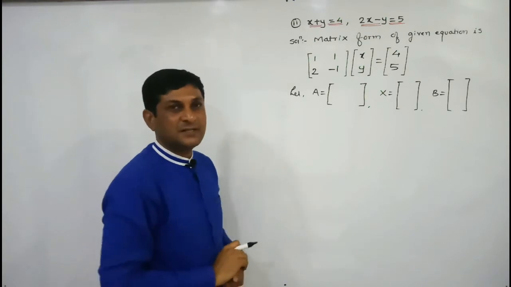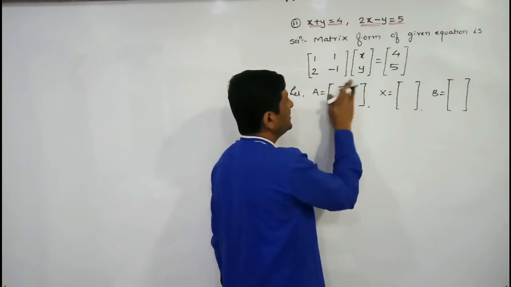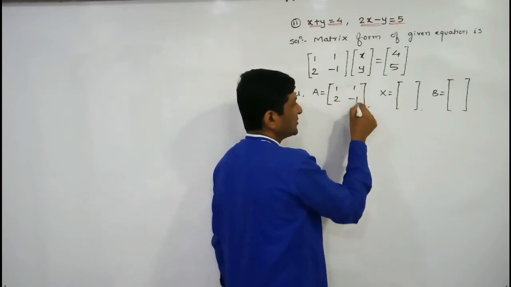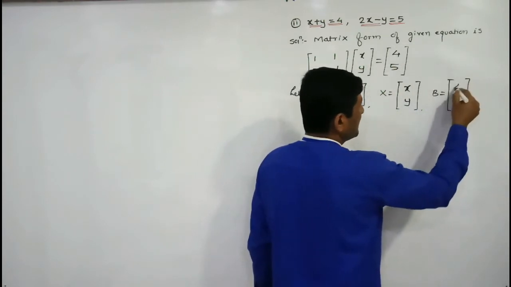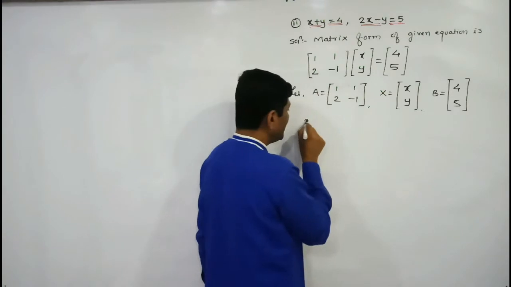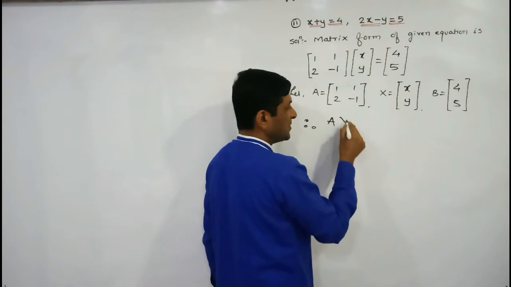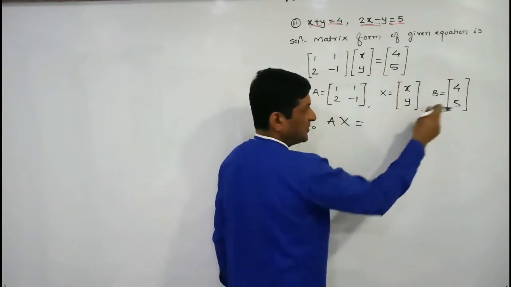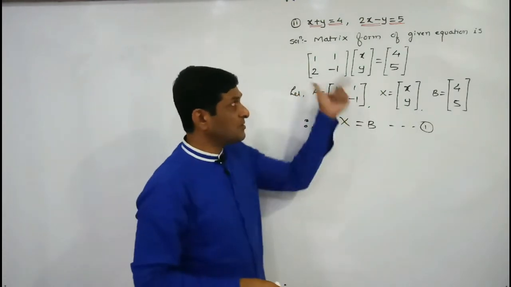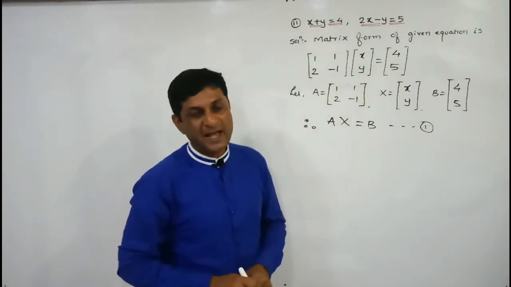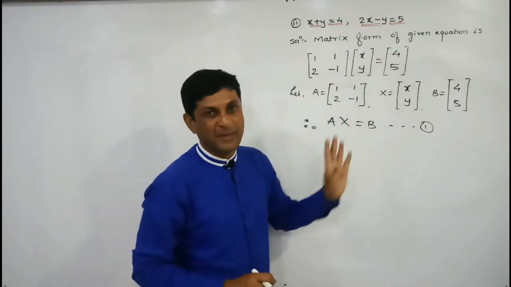Once the equations are written in the matrix form, denote the first matrix by A. So here its elements are 1, 1, 2, -1. Denote this matrix by X, its elements are x, y, and denote this matrix by B. So therefore this equation will become: this matrix we have denoted by A, this matrix by X, and this matrix by what? B. So let us denote this equation by equation number first. Simply, the first matrix we have denoted by A, the second by X, and the third by B.